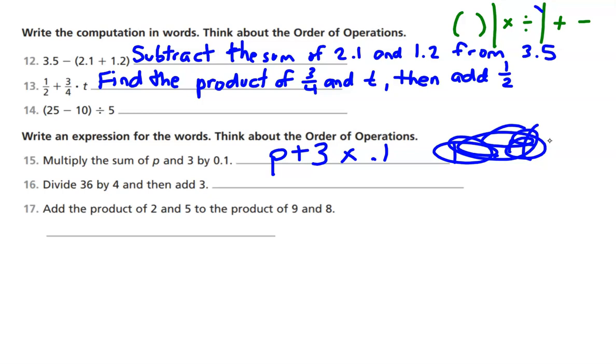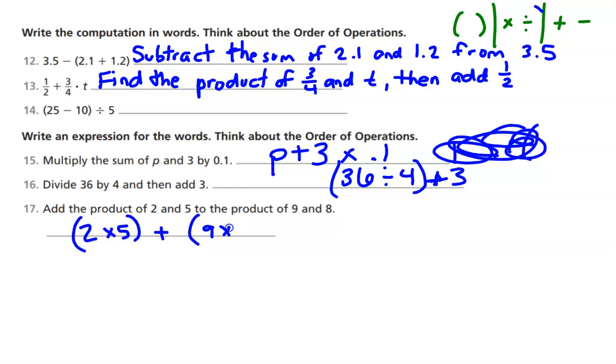Okay, then I've got 36 divided by 4 plus 3. Order of operations tells me I don't even need parentheses on that one. I'm good, but you could have done that first if you wanted to. Add the product of 2 and 5 to the product of 9 and 8. So I need to do 2 times 5 plus 9 times 8. And those definitely need to be in parentheses.